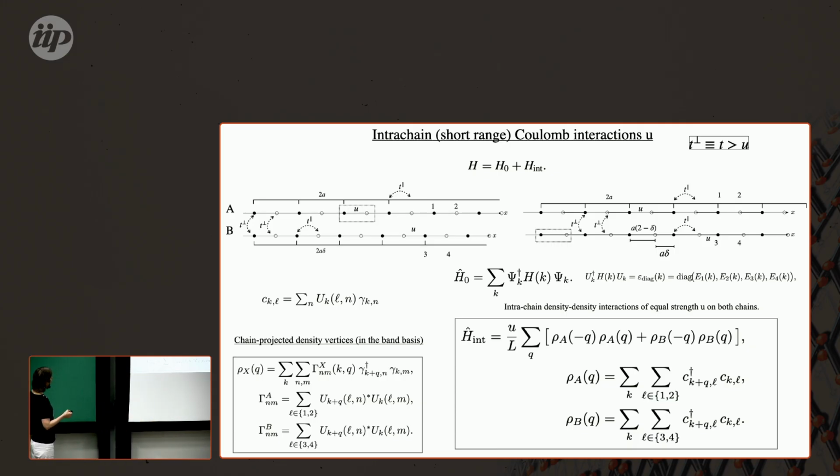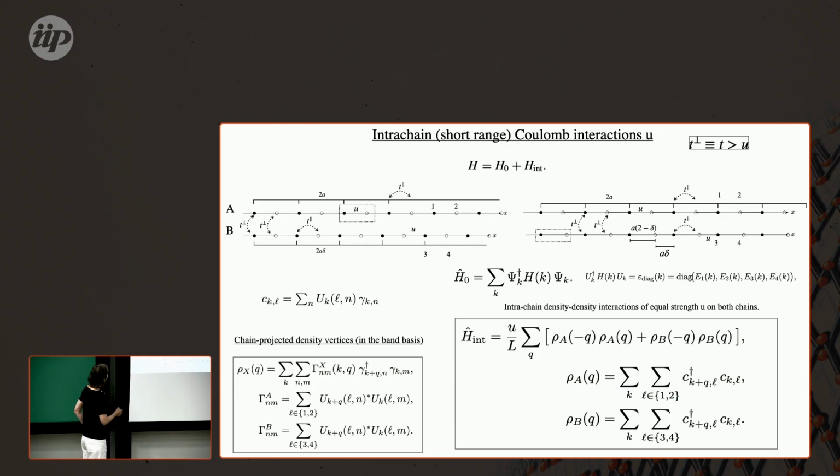All right, and I have my operator, which I can change basis with the band operator. So I go to the band basis, which is what diagonalizes the kinetic Hamiltonian. And I can also define chain projector density vertices in the band basis, which are going to be given by this density here. So X is A or B, and these gamma are going to be the form factors, if you want. This U, remember, is the matrix of the eigenvectors of the non-interacting Hamiltonian.